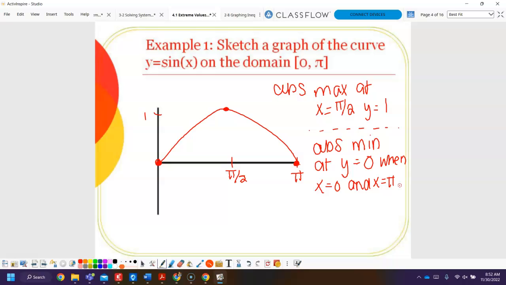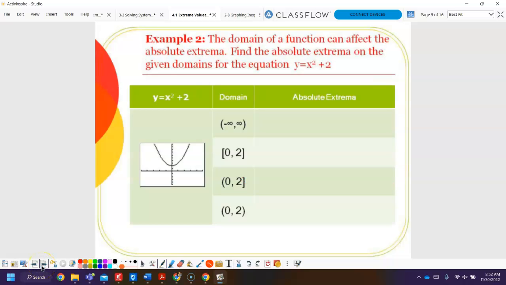Understanding what that statement says, what we want to do is investigate what you can do to a domain to change your answers. So as of right now, we have x squared plus 2. The domain of x squared plus 2 is all reals. Does that have an absolute max or an absolute min?